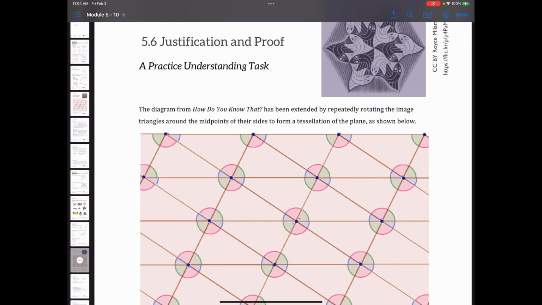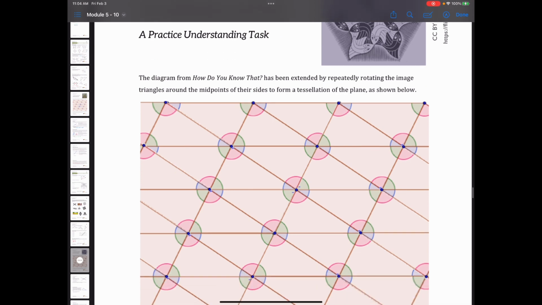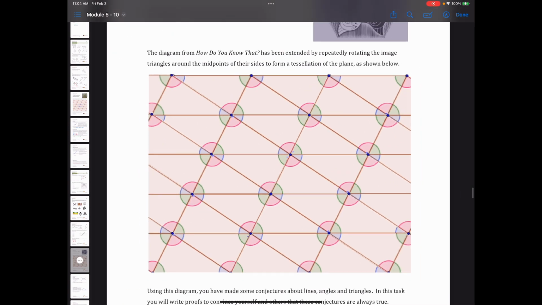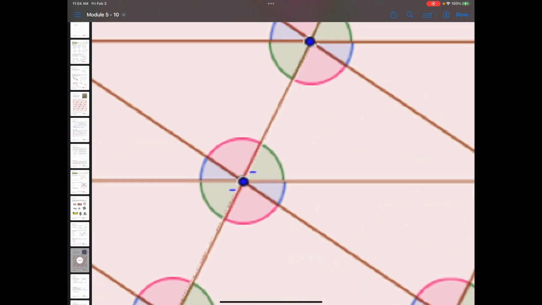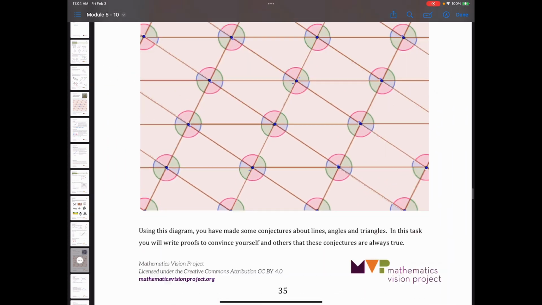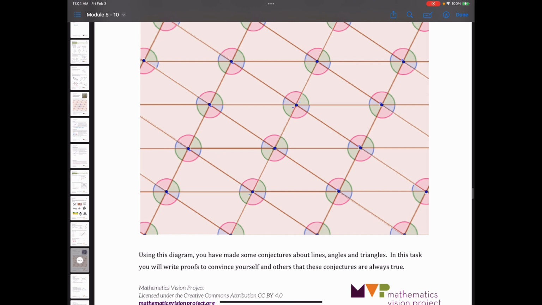The diagram from "How Do You Know That?" has been extended by repeatedly rotating the image triangles around the midpoints of their sides to form a tessellation of the plane, as shown below. Using this diagram, you have made some conjectures about lines, angles, and triangles. In this task, you will write proofs to convince yourself and others that these conjectures are always true.